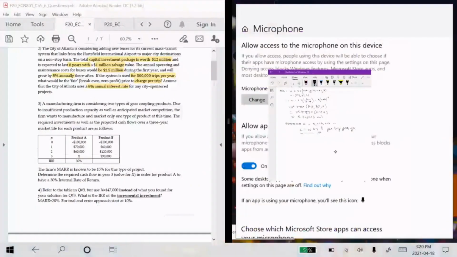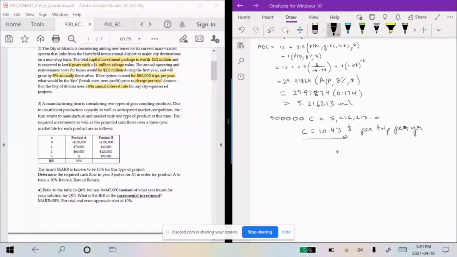Okay. Number 3. So in this one, they gave us 2 different products and they gave us cash flows for that. So right here, for product A, the third revenue is given as X. We need to find what the revenue is going to be. Solve for X. And it's saying that the product should have a 30% internal rate of return.